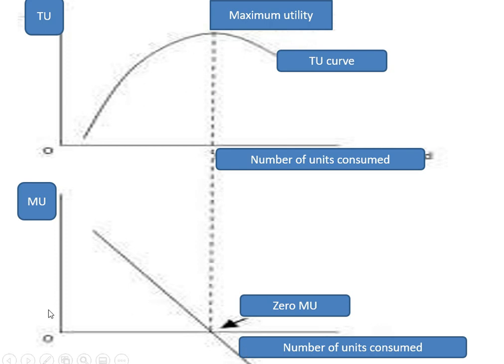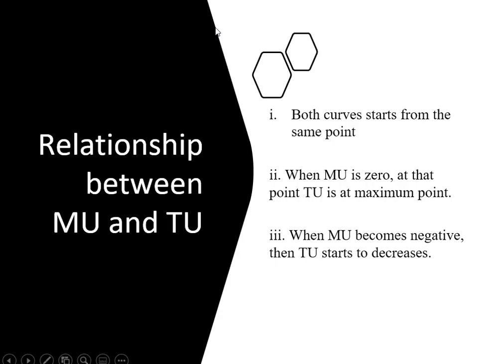At this point marginal utility is 0, and when marginal utility is 0, at that point total utility is at its maximum point. So what is the relationship between marginal utility and total utility? The first relation is that they both start from the same point. The second is that when marginal utility is zero, at that point total utility is always at its maximum point. And the third relationship is that when marginal utility becomes negative, then total utility starts to decrease.